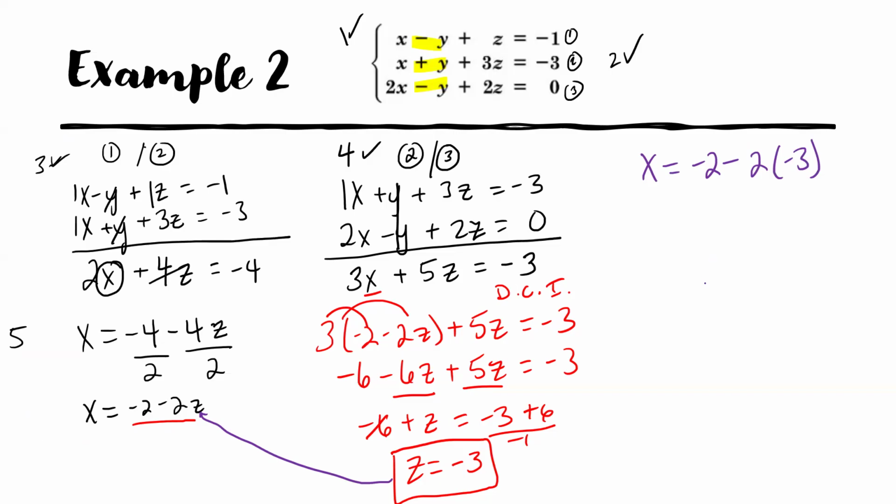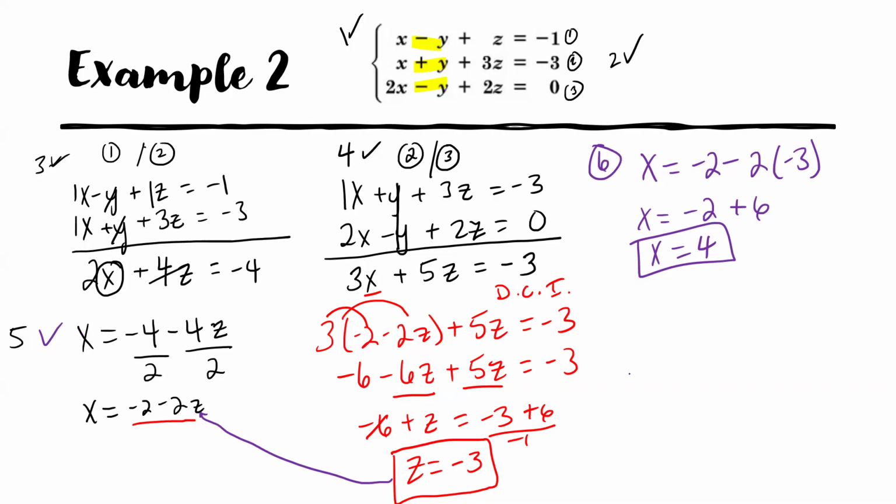PEMDAS, multiply first. -2 times -3 is what? 6. -2 plus 6 is 4. So x equals 4. All right, so we keep going. Now I have z and x. Can I solve for y? Yes. Which one is a good one to use to solve for y?